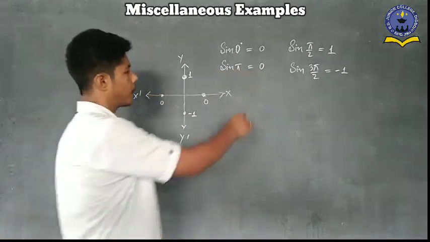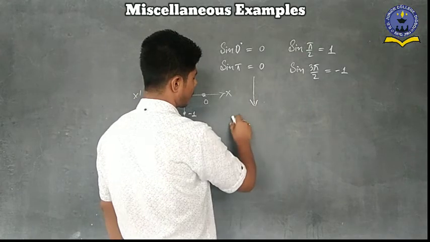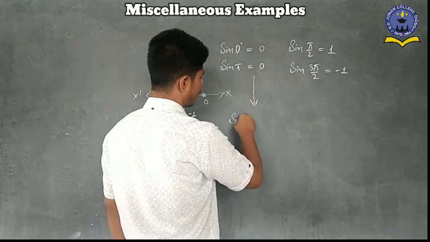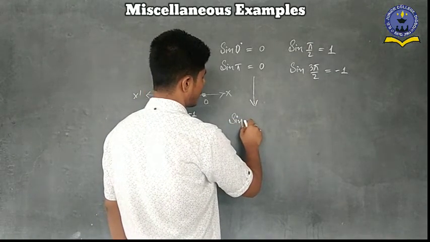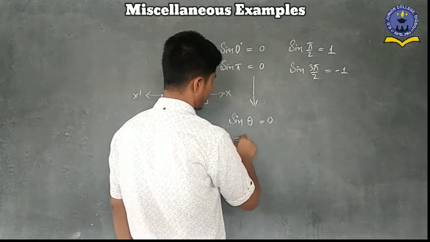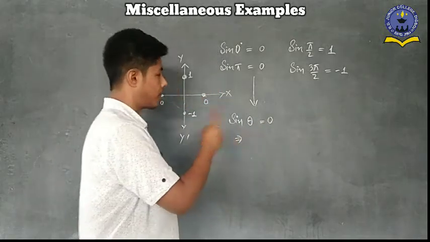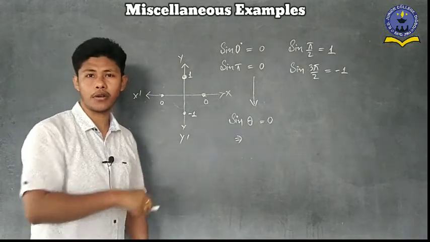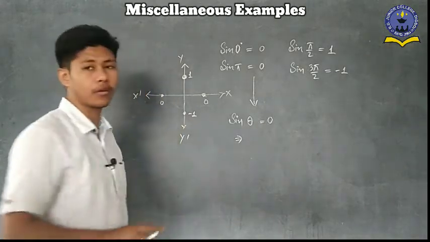So from this result we have to write a general form. If the value of sine theta is equal to 0, then there is a general form. Later on we will discuss this in our trigonometry part. Now you just have to know this result.